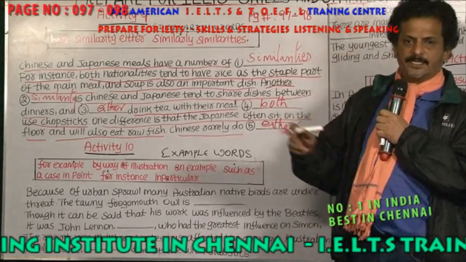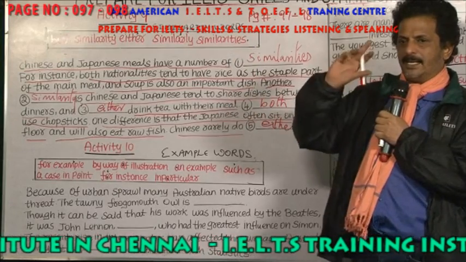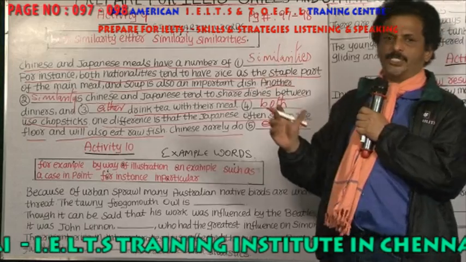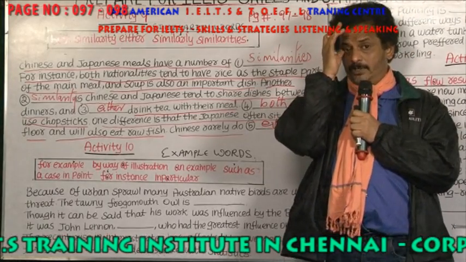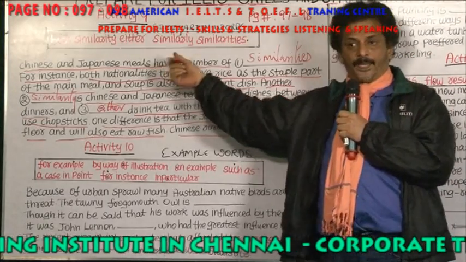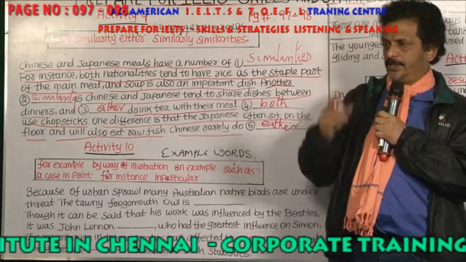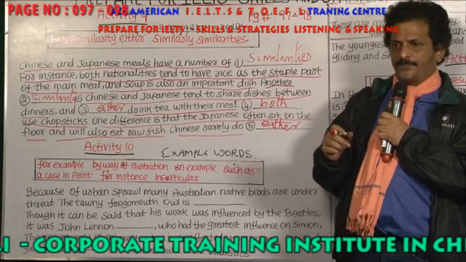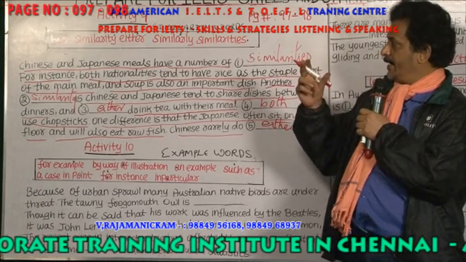So, see how clear the words are, because these are the words which are used to compare between Chinese and Japanese. Whenever you want to go in for comparisons, these words should be used to show the differences, similarities, and what both are doing.